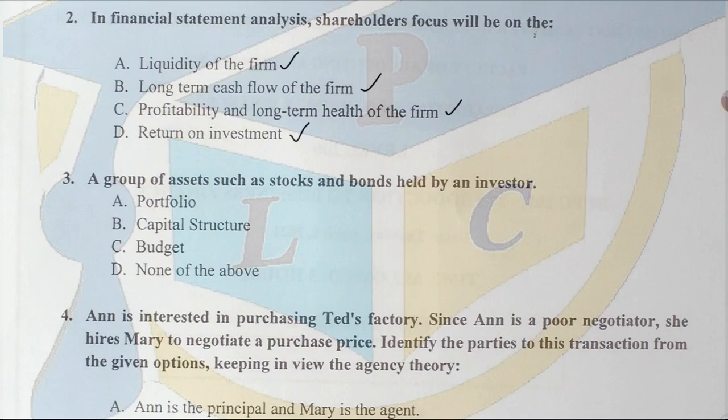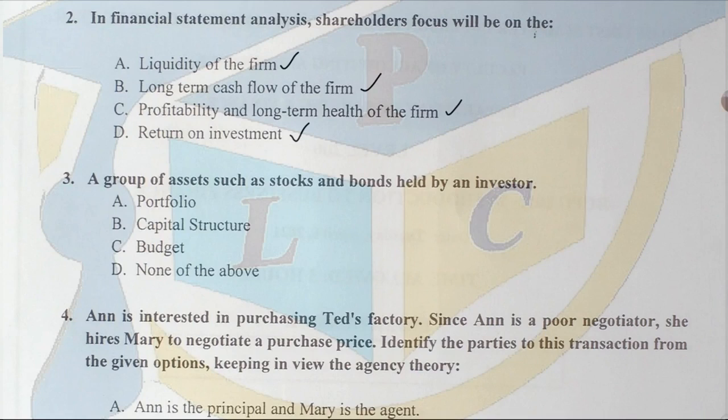So for shareholders, their prime focus is first on the profitability of the firm and also how long the firm can last. If a firm is lasting longer, it means that the financial health of the firm is going to be prolonged. So they look at the profitability and the long-term health of the firm. That is the most priority goal of shareholders when it comes to financial statement analysis.